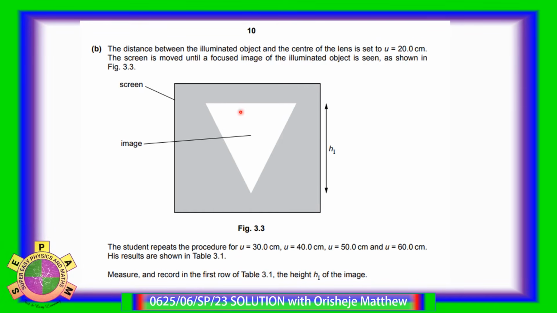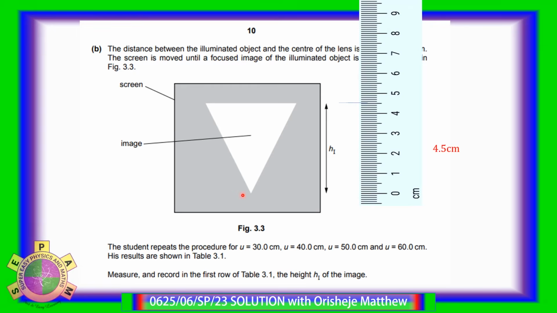So let's now look at the image that the student focused on the screen. So now this is the image. So let's measure. So you put this above and then below. So you see that that's about 4.5 cm. Now the student repeated the experiment using the image distance of 30 cm, 40 cm, 50 cm, and 60 cm. His results are shown in Table 3.1.